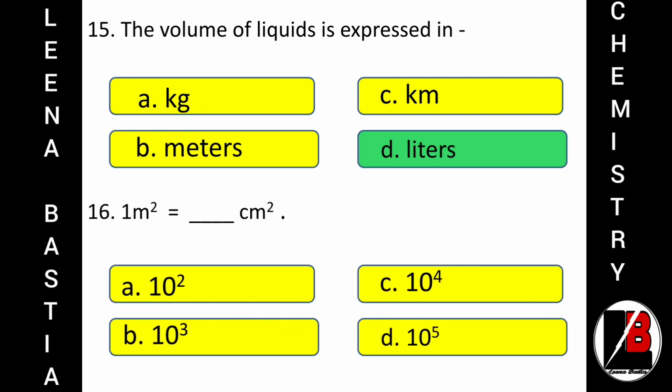Question number 16. 1 meter square equal to dash centimeter square. Here the options are 10 to the power 2, 10 to the power 3, 10 to the power 4 and 10 to the power 5.